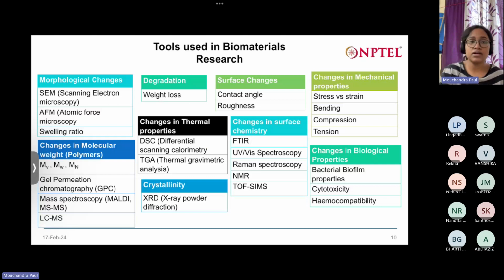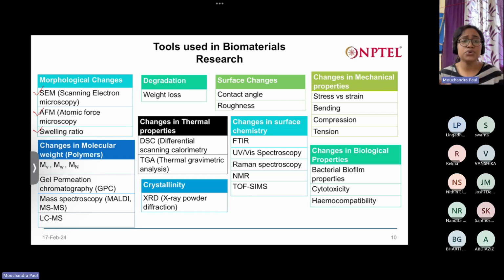We can use various techniques to understand the morphological properties, like how the surface is, whether it is rough or smooth. Then morphology of the surface, we can actually image the surface. For that we use techniques like SEM, or scanning electron microscope. Then to understand the roughness of the surface, we use AFM, or atomic force microscope.